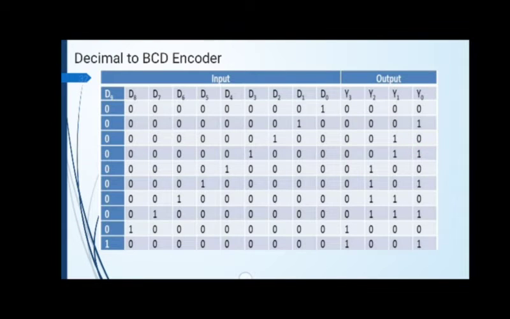Now next we will discuss the decimal to BCD encoder. So how many inputs will be there for this encoder? You are going to receive 10 inputs and they are converted into some other code, and that code should be BCD, binary coded decimal. So there should be 4 output lines. So 10 input lines from D0 to D9 and 4 output lines Y0, Y1, Y2 and Y3.